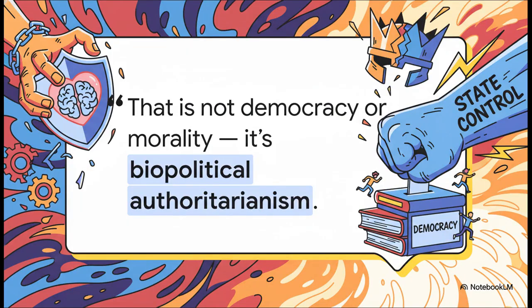And this leads to the source's final, powerful conclusion on this kind of absolutist position. When the state claims this level of total control over an individual's body and biological processes, it's not really operating in a framework of morality or democracy anymore. The source calls it what it is, a form of biopolitical authoritarianism.